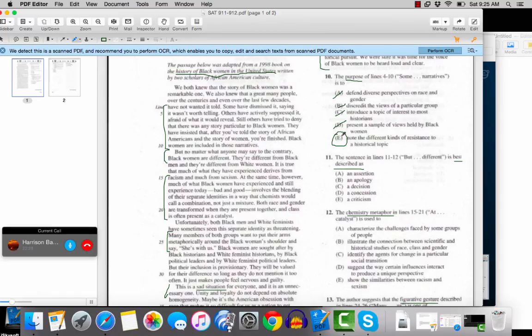And if we check this, are there different kinds of resistance to a historical topic? Yeah, the historical topic is the history of black women. And the resistance: some have dismissed it, others suppressed it, some tried to deny it. So those are different kinds of resistance to this historical topic.